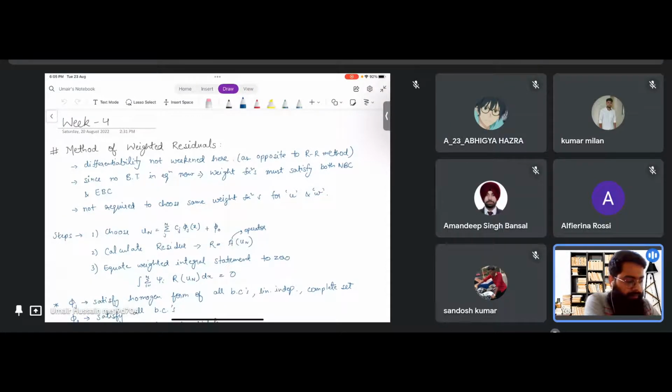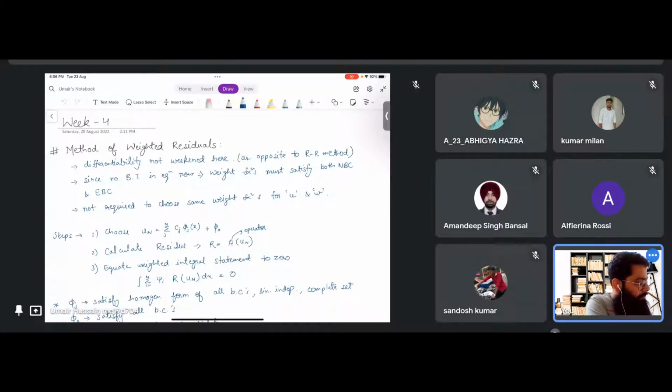One thing that was clearly told in the lecture was that the Rayleigh-Ritz method does not work when the differential equation becomes non-linear. So that is one great limitation of the Rayleigh-Ritz method. Anyway, we have other methods, and we will study them. So we start with the weighted residual method. Here, the fundamental difference, as told by Kumar, is that differentiability is not weakened, unlike the Rayleigh-Ritz method.